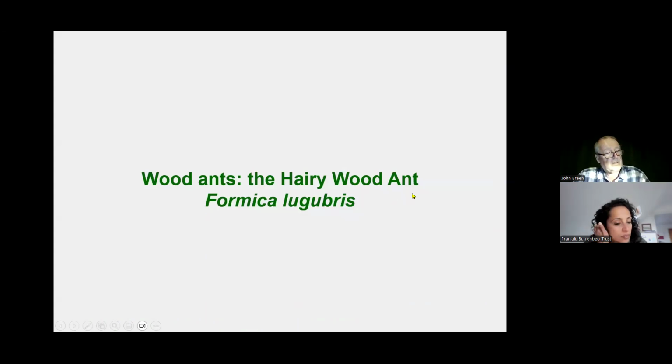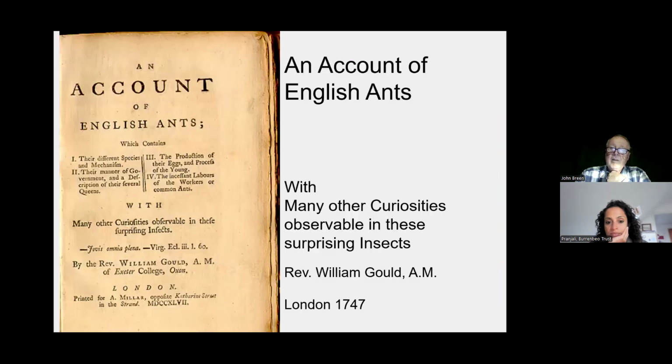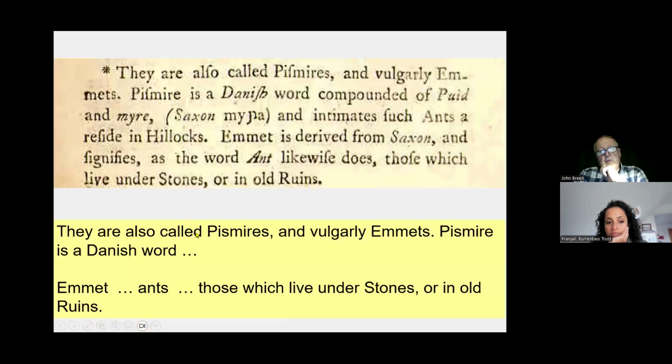And then, since I told you that I did my PhD once upon a time on Formica lugubris, the hairy wood ant, I can't not say a few things about it. Basically, they have very large nests. This is back to the book again for the moment. I found this interesting when I went to Norway, that I had grown up knowing the word pismire. The word pismire in Ireland means any ant. In Dublin, apparently, it can mean an insult.